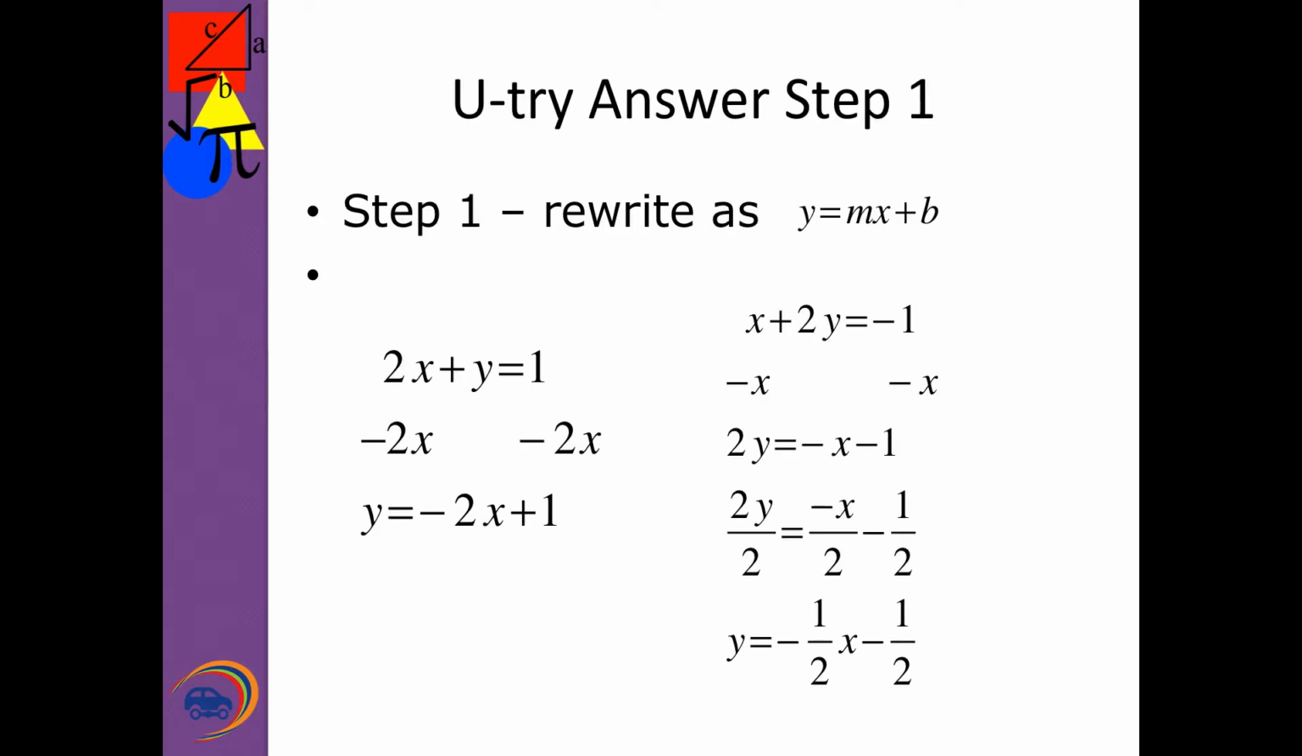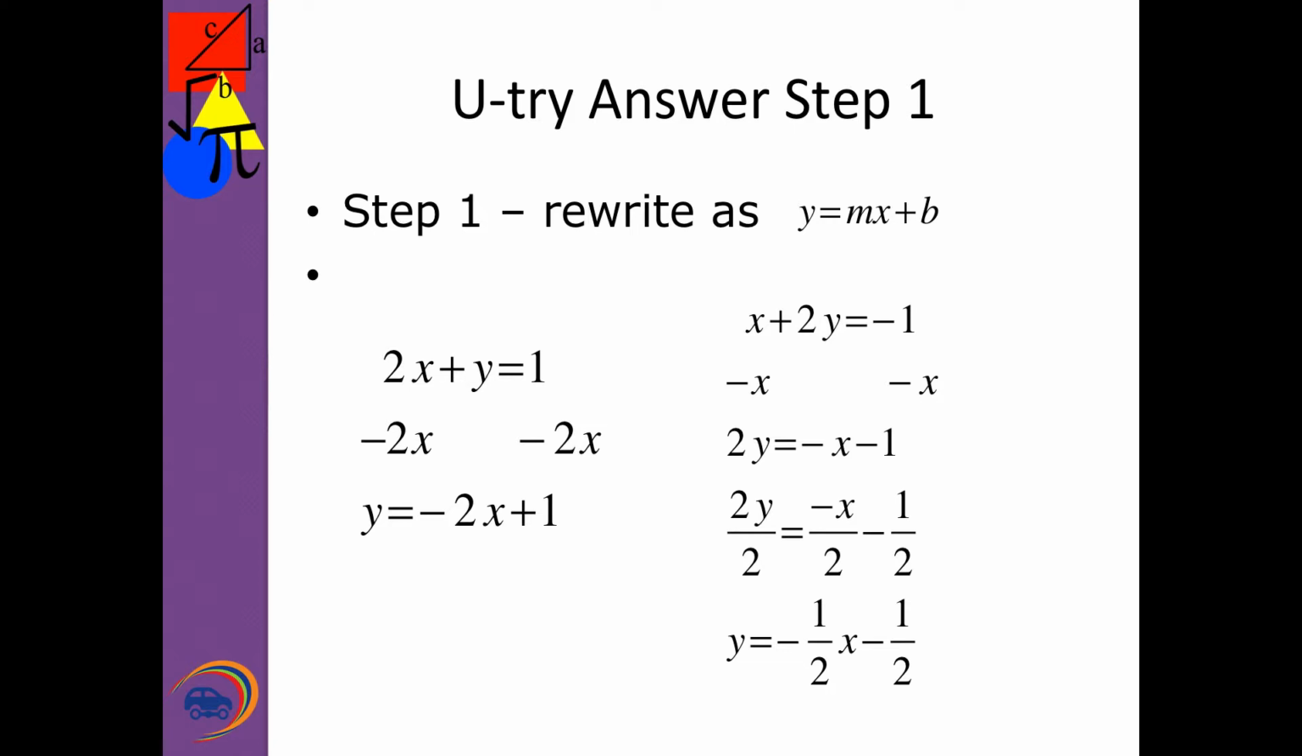Welcome back. Let's look. I solved each one for y. So the first equation, I got y equals negative 2x plus 1. That tells me the slope is negative 2, so it's negative 2 over 1. The second one, I came up with a lot of fractions. I got y equals negative 1/2 x minus 1/2. The slope is negative 1/2.